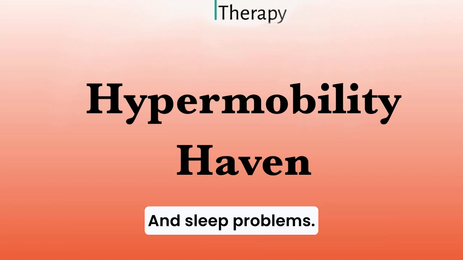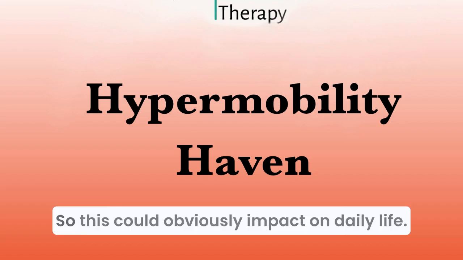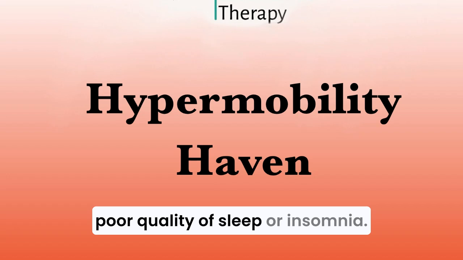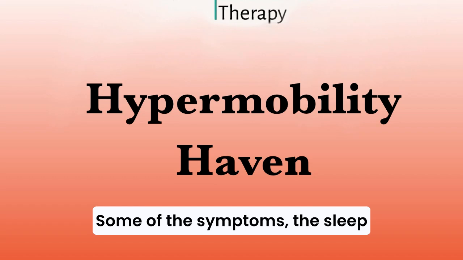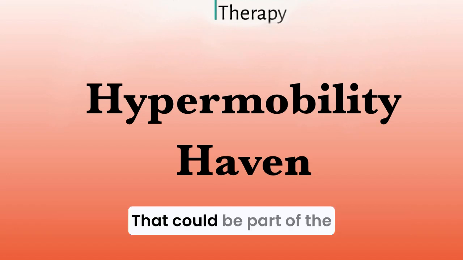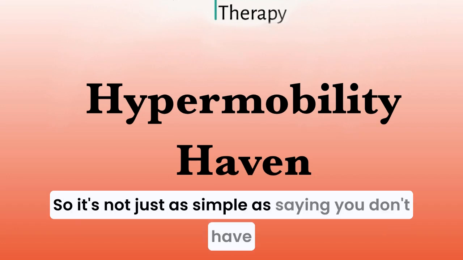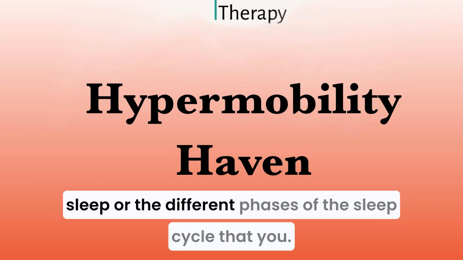And sleep problems. So people with POTS especially tend to have a poor quality of sleep. So this could obviously impact on daily life. Everything seems harder when you have a poor quality of sleep, or insomnia, things such as that. Some of the sleep disorders include REM sleep cycle disorder, so that could be part of the sleep issues that people experience. So it's not just as simple as saying you don't have sleep, but it can be to do with the quality of sleep or the different phases of the sleep cycle that you have.